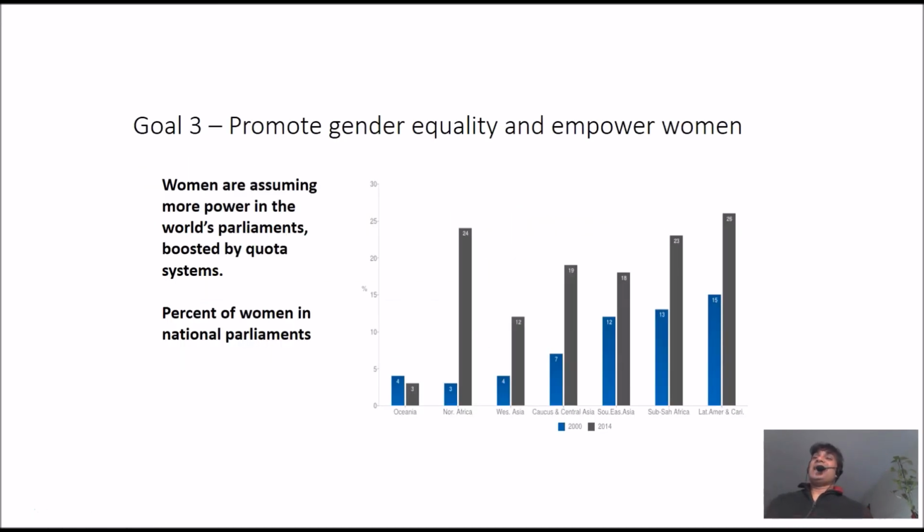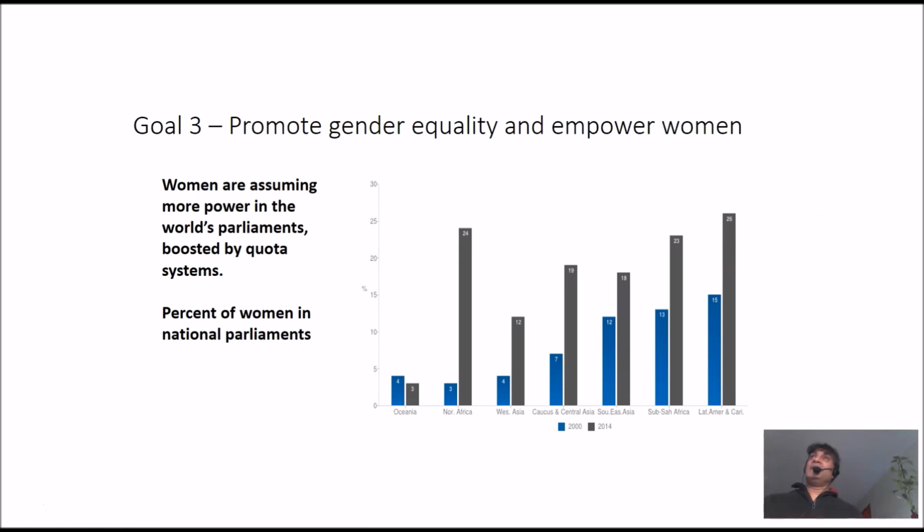Promote gender equality. How do you measure gender equality? Well, here's one measurement. The percent of women that are in parliaments around the world, in government around the world. So North Africa went from 3% to 24%. Huge jump. Sub-Saharan Africa, 13% to 23%. Huge jump. So it appears that according to this metric at least, there have been dramatic changes in gender equality.